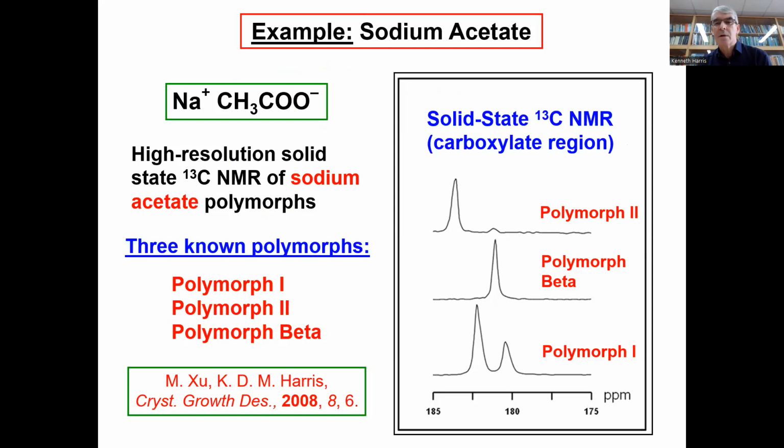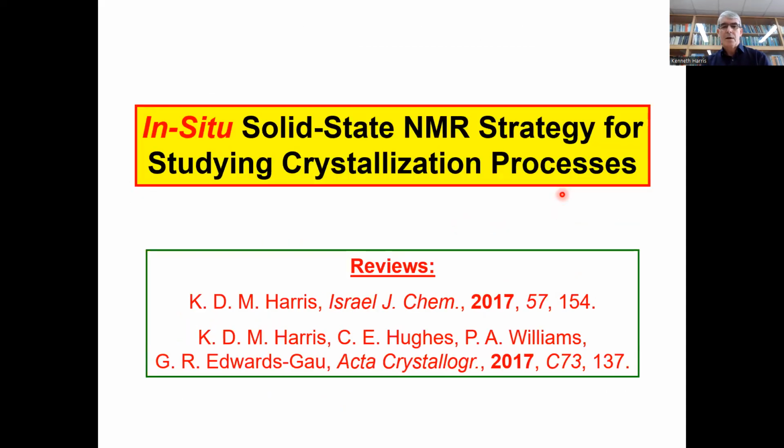Here's just one example of a polymorphic system, sodium acetate, and we're showing on the right-hand side solid-state carbon NMR spectra of 3 known polymorphs, and we can very clearly distinguish these 3 polymorphs from the isotropic chemical shifts observed in the solid-state NMR spectrum. So solid-state NMR is a very powerful technique for identification and characterization of polymorphic systems, as shown here. Okay, well, let's discuss in a bit more detail the in-situ solid-state NMR strategy.